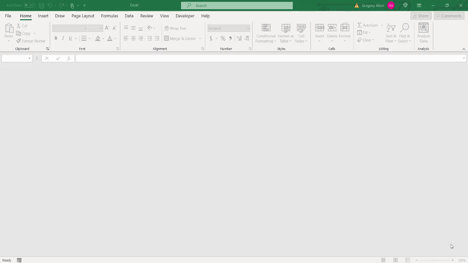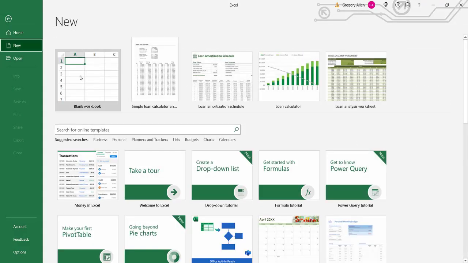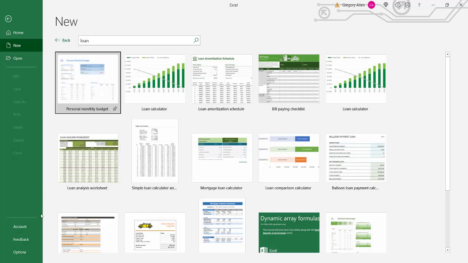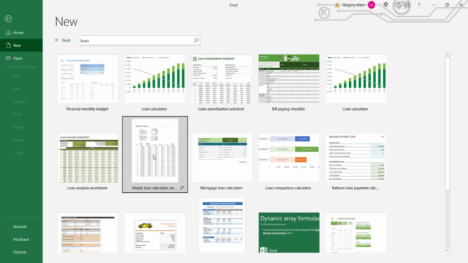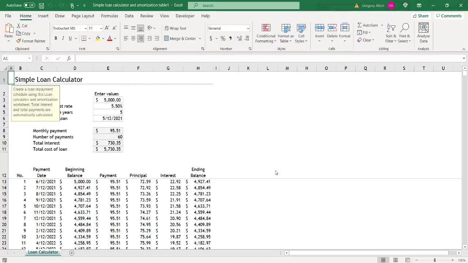So what I'm going to do here, I'm going to go to File and New. And you see your most recent options up here. I'm going to go down here and type in loan. And okay, so we got a whole lot of options. This loan amortization schedule here, this is the one I use a lot when I'm teaching class because it's very pretty. It's got a lot of nice formulas, a lot of nice columns and colors and headers and that kind of thing. I'm going to just look at this one today, the simple loan calculator, because it is simple, right? It's going to let us just look at the features we're interested in.